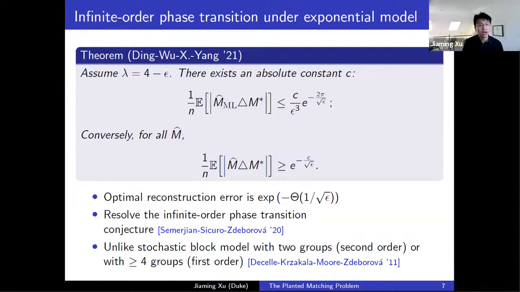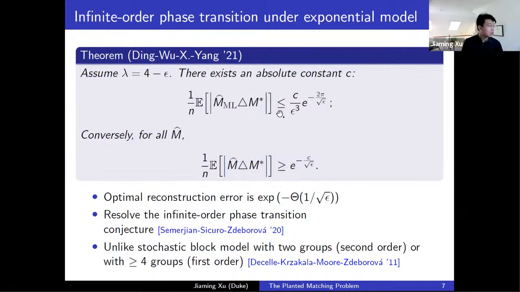In many other problems, we only see finite order phase transitions. For example, in the stochastic block model, in this community detection problem, if you have two groups, we see a second order phase transition. Second order here just means that the reconstruction error is continuous, but its derivative is discontinuous. And if you have at least 4 groups, then the phase transition is first order, in the sense that the reconstruction error itself is discontinuous, so you have a jump. But in this exponential model, it turns out that the order is infinite.